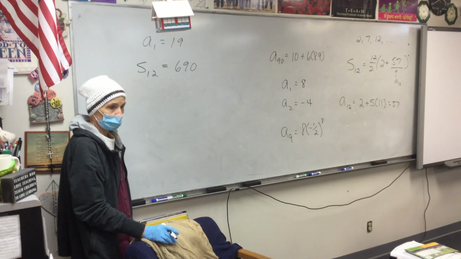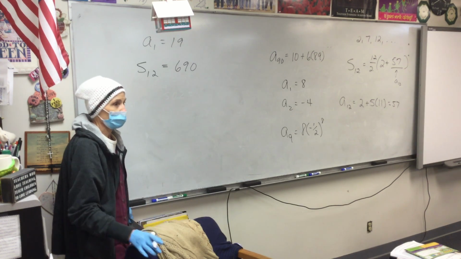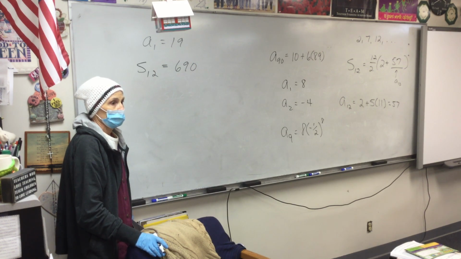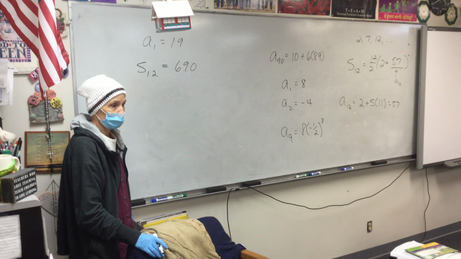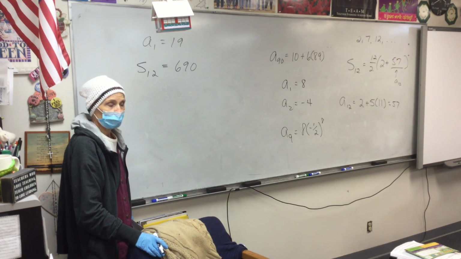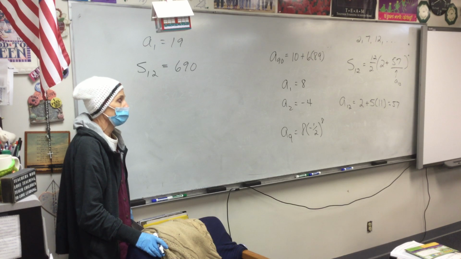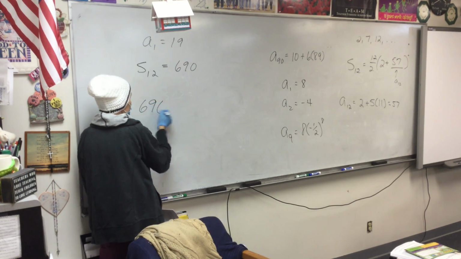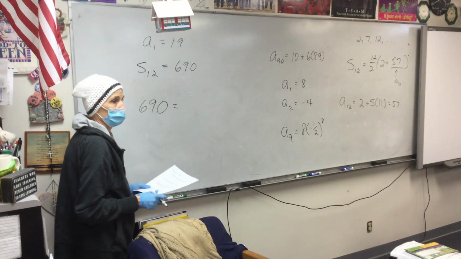You're gonna use a formula for every one of these problems. Which formula do you think you're gonna use? Arithmetic series, sum. You're gonna do the arithmetic series formula. Because you know that it's 690. So 690 is gonna equal what?